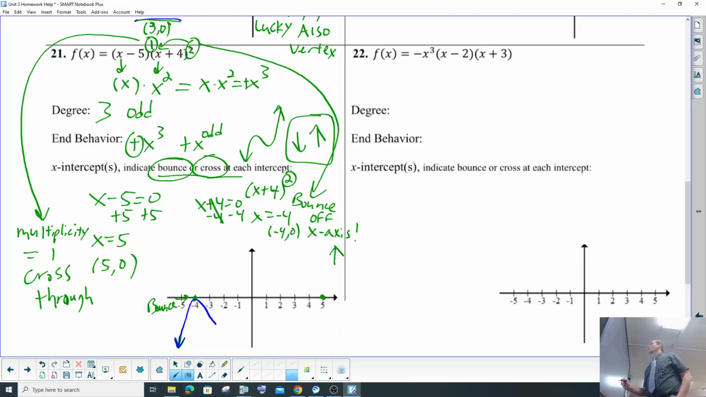So since the multiplicity is 2 at negative 4, we're going to go ahead and bounce. We do have a y-intercept. Technically, if you multiplied it out, it'd be 4 squared is 16 times a negative 5, but it didn't really ask for that y-intercept, so it'll just be a big number down there. And so then we'll come down here for the y-intercept, and then we're just going to cross through. And that's good enough for now, graphing these.